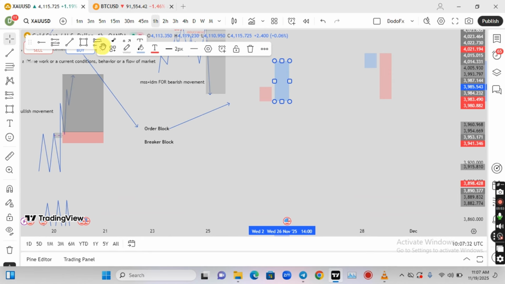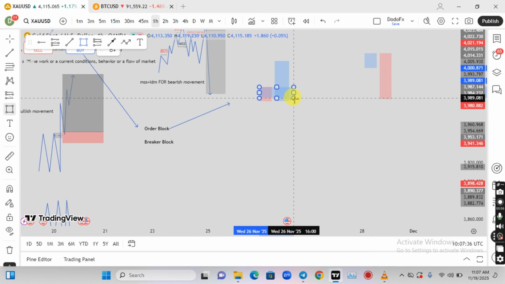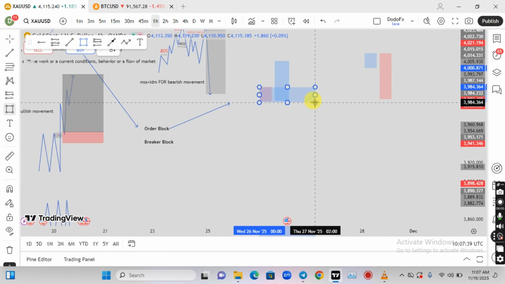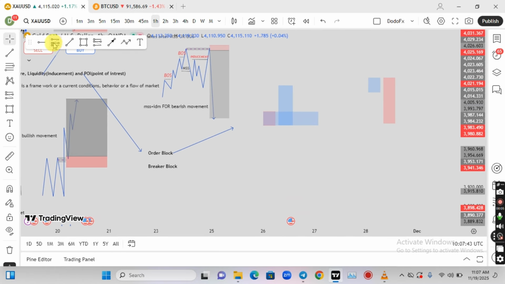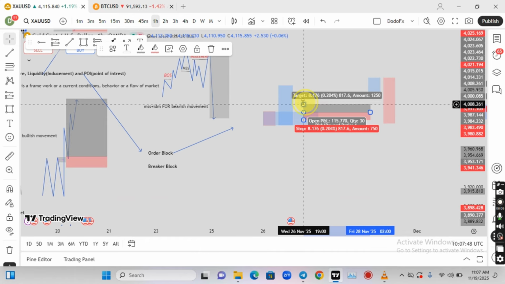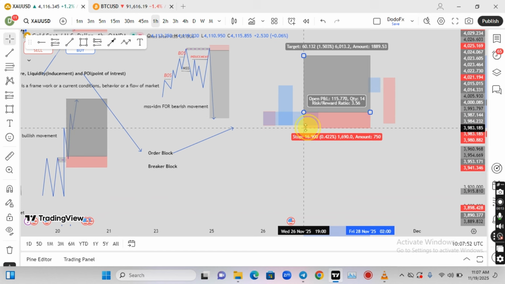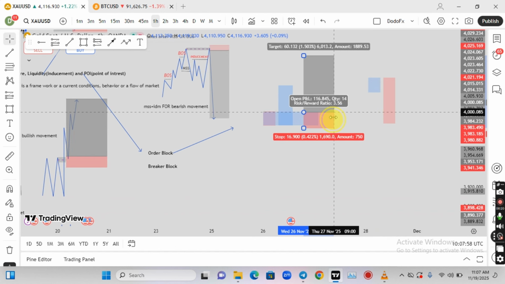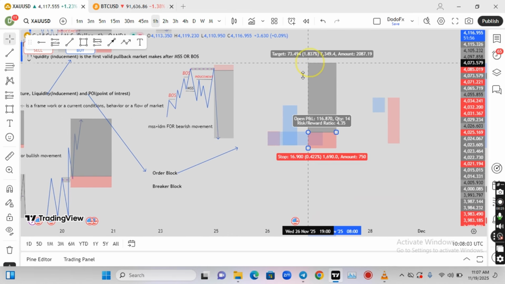I have the bullish order block for when we're trying to take our buy. When you're putting your SL, you give it a little bit of space, like 2 to 3 pips, just because of spread or any other thing. We'll take our buy.